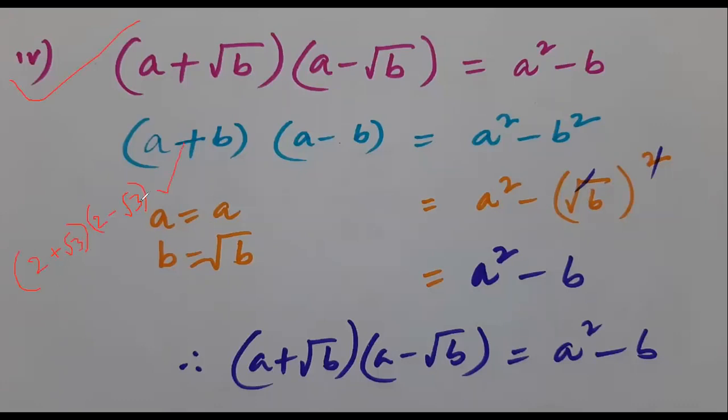2 plus root 3, 2 minus root 3. 4 minus 3. Final answer, tell me. 1. Very good. Because a plus b, a minus b, a square minus b square. That means here the root will cancel. So the square root cancels, you will get 2 square is 4 minus 3 is equal to 1. Clear? So here they are saying that the first value has no square root, only the second value has.